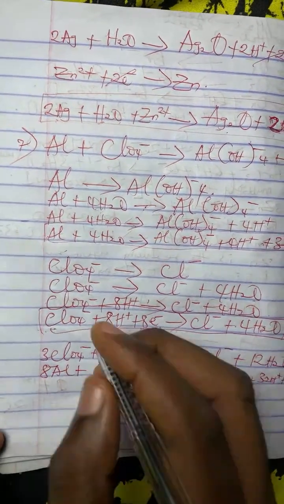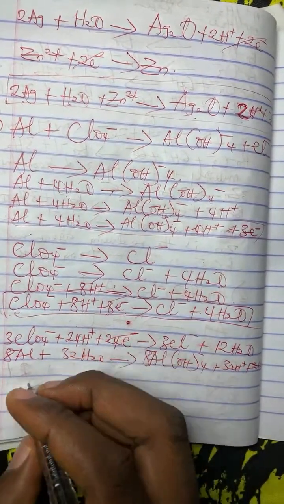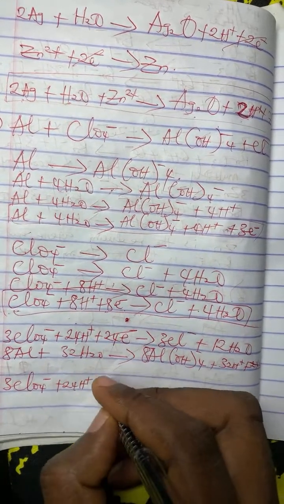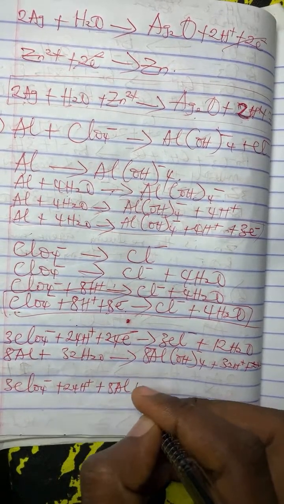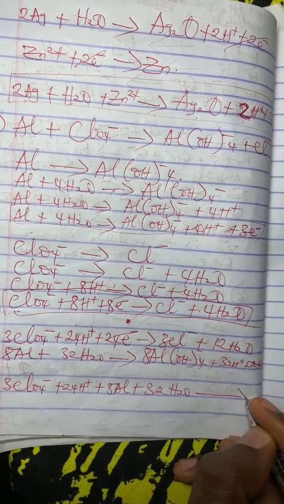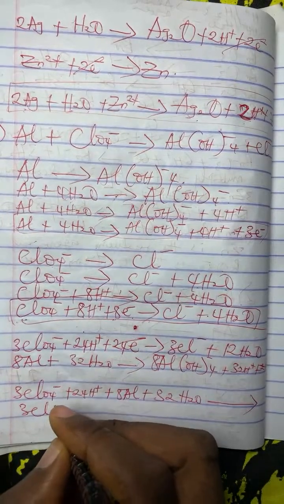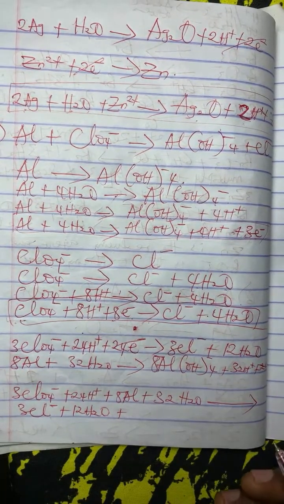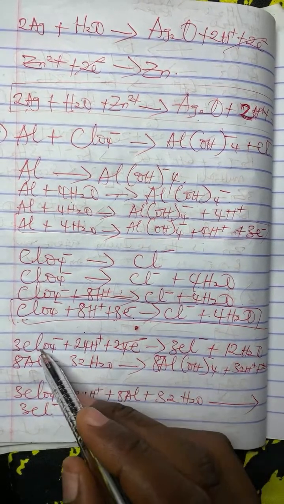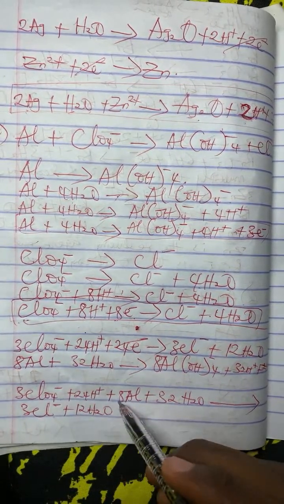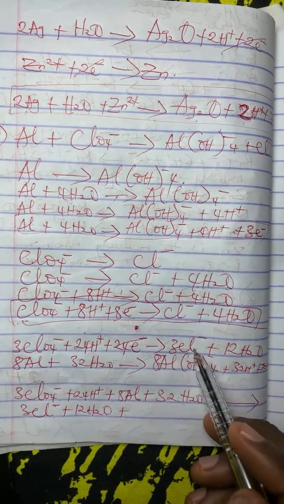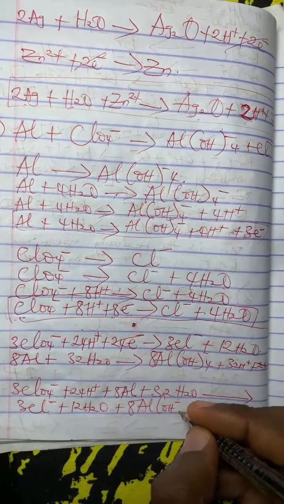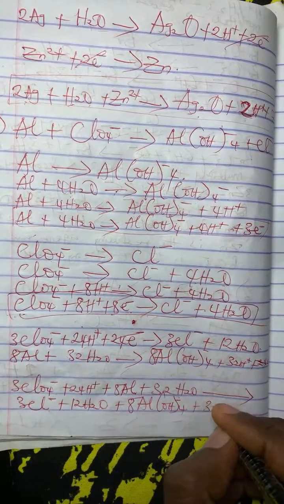So these 24 electrons will cancel out each other. So we'll now combine. Combining the equations, it's a bit long, but let's work it together. We're going to have 3ClO4 minus plus 24 hydrogen ions plus 8Al plus 32 H2O, which will give us 3Cl minus plus 12H2O plus 8Al(OH) minus 4 plus 32 hydrogen ions. The reactants are 3ClO4 minus, 24 hydrogen ions, 8Al and 32 water.